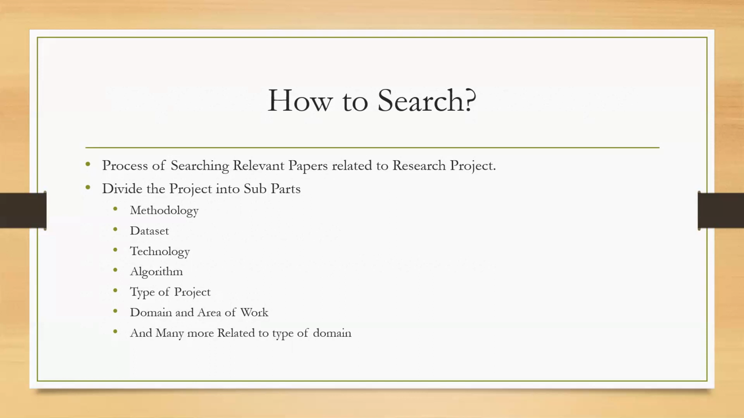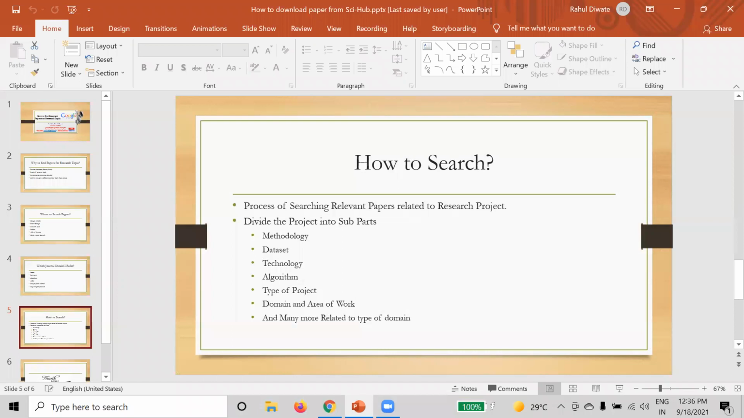I have listed some points here: the methodology you are using, the proposed datasets, the technology, the algorithm used, the type of project, and the domain and area of the project, whether it is machine learning related, AI related, or data science related. The type of project could be a mobile application, IoT application, embedded project, web application, and many more. So it depends on your type of project. You need to first split your project into subparts, and later on you will find the solution for it. Now we will see how to do it.